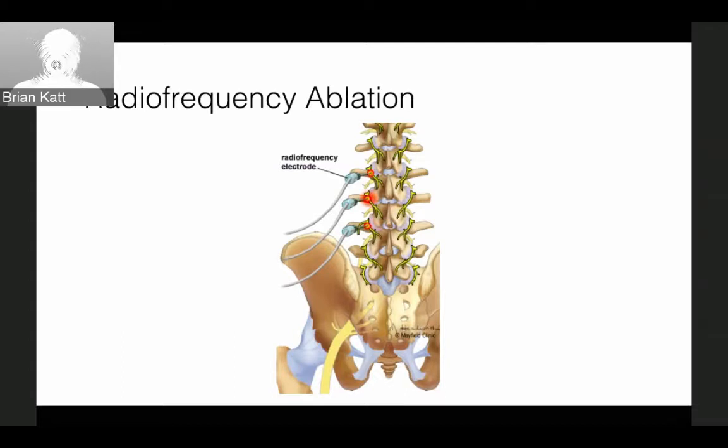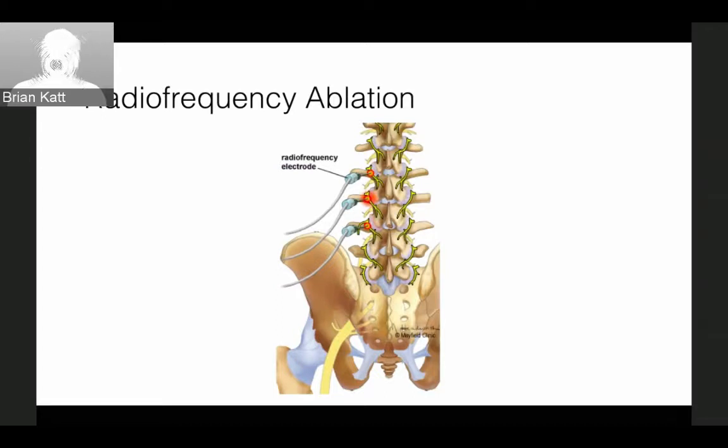Now, I call it a semi-permanent procedure. It's not permanent. The nerves do grow back over time. But if someone really has pain from the arthritic facet joints, then depending on their age, it can give them a pretty good relief of their pain.